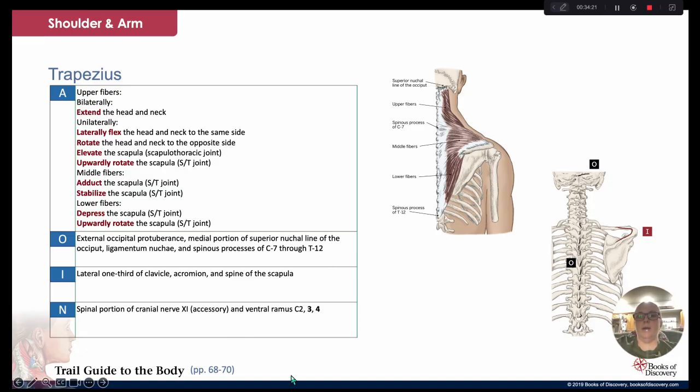So you have all that connective tissue straight down the spine from head to T12, and then it runs into a point onto your scapula. See how it inserts onto that spine of the scapula. So that's what we're looking at. The insertion: lateral one-third of the clavicle, acromion, and the spine of the scapula. So there's a lot to the trapezius. It is best to thoroughly work the entire muscle group and all the fibers.